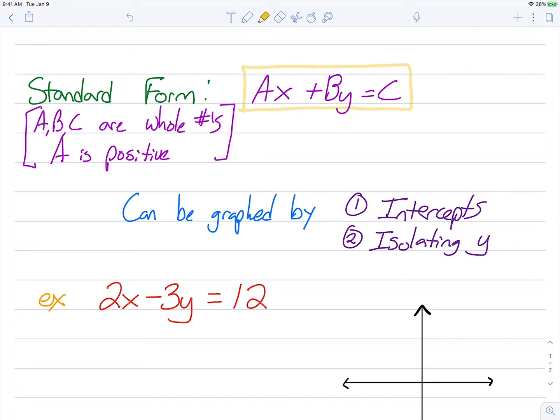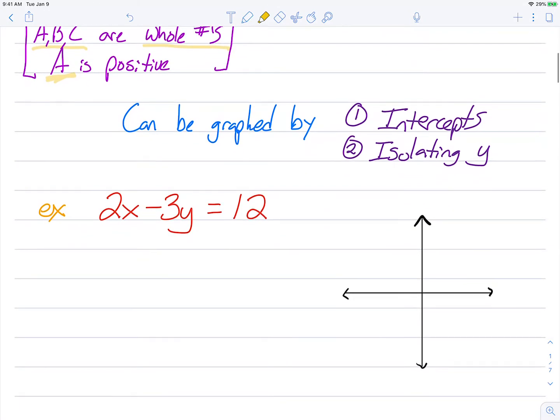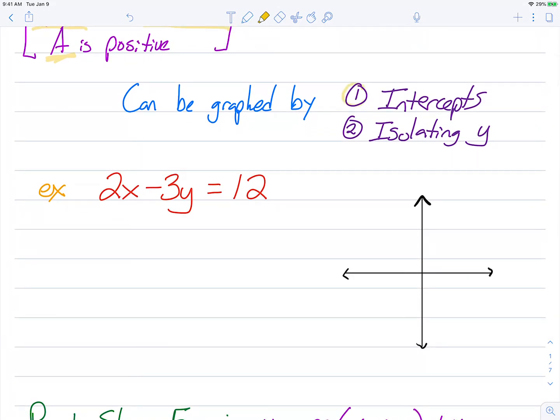Now there are things that are very specific about a, b, and c. First of all, a, b, and c have to be whole numbers. They cannot be fractions. So we will get to where there is a fraction and we have to clear our fractions. And the other thing is that a has to be positive. So if a ends up being negative in the middle of your solving, you would multiply everything by -1 to make it positive. Now, if you're asked to graph from standard form, there are two different ways this can be done. You can either graph with intercepts, or you can isolate y. So I'm going to show you both ways.